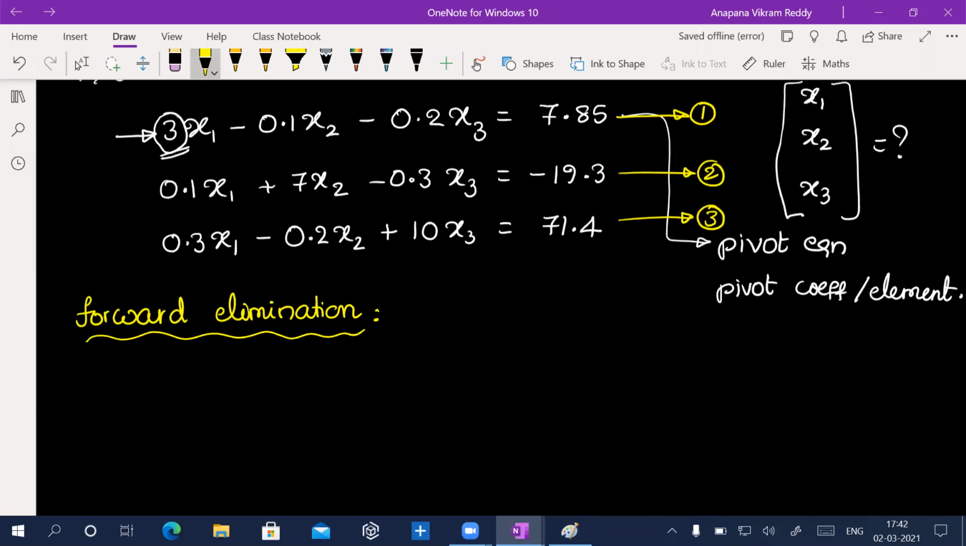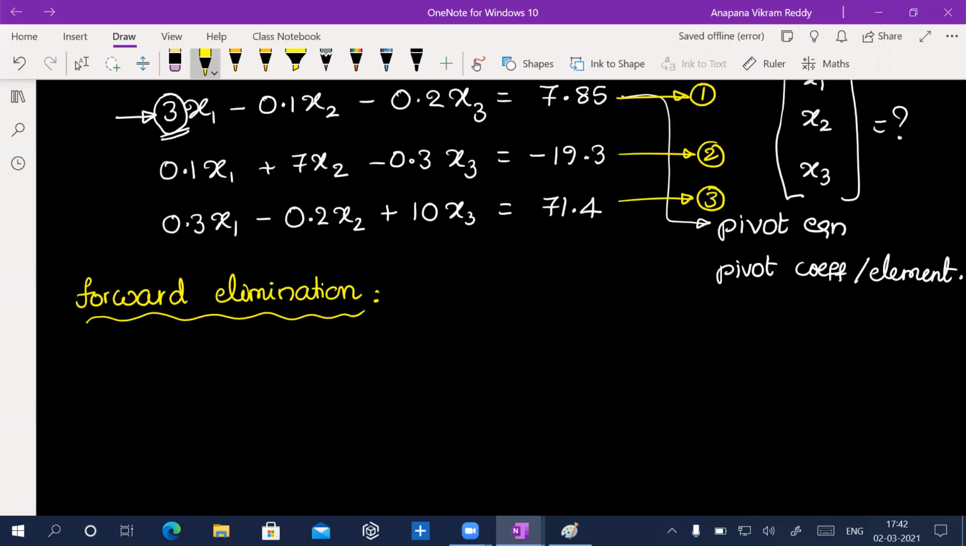So what do I do? I need to multiply equation number 1 by what here? 0.1 by 3. Yes or no? Okay. Yes, sir.